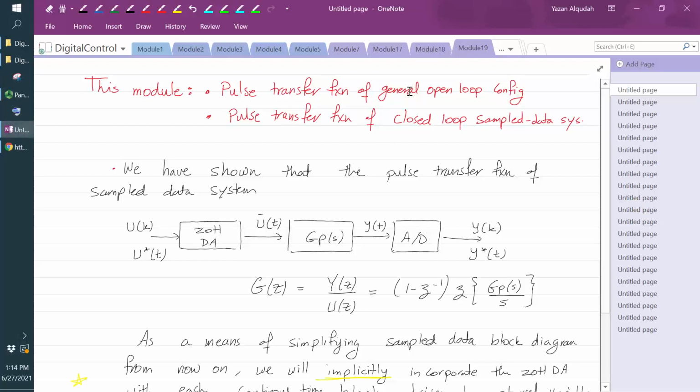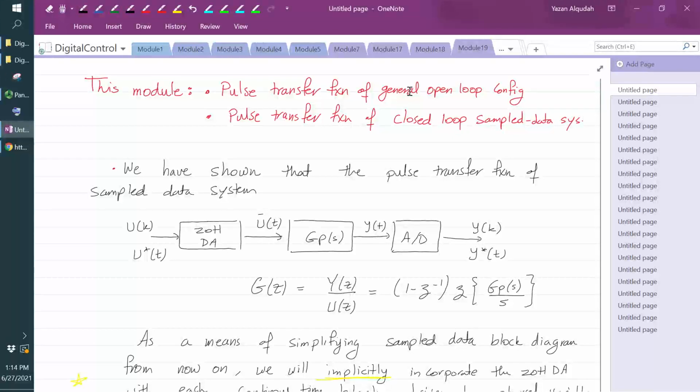Okay, hi everybody. In this module, we're going to continue and look at the pulse transfer function of a general open loop configuration, and then we're going to look at the pulse transfer function of a closed loop sampled data system, and then we're also going to look at the state space representation.